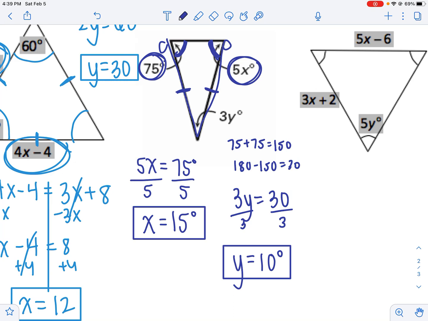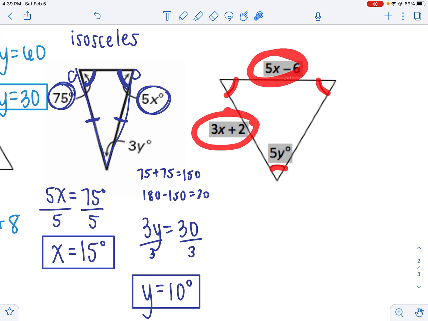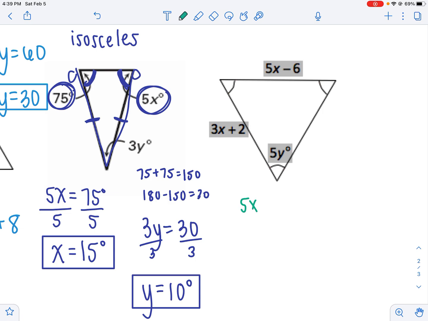I'm going to give you a minute to look at the symbols on this next one and then see if you can figure out what type of triangle it is. Okay, hopefully you were able to get equiangular and equilateral. So remember, if it's equilateral, all the sides are the same, so part equals part. So I'm going to do 5x minus 6 equals 3x plus 2. And then when I go to do the letter on the left, subtract 3x. So 2x minus 6 equals 2.